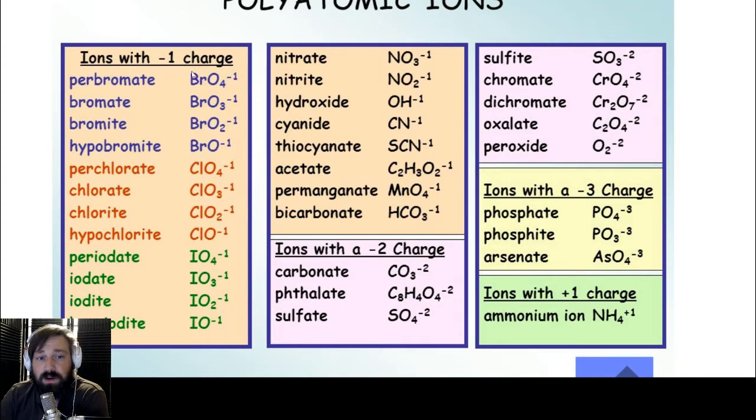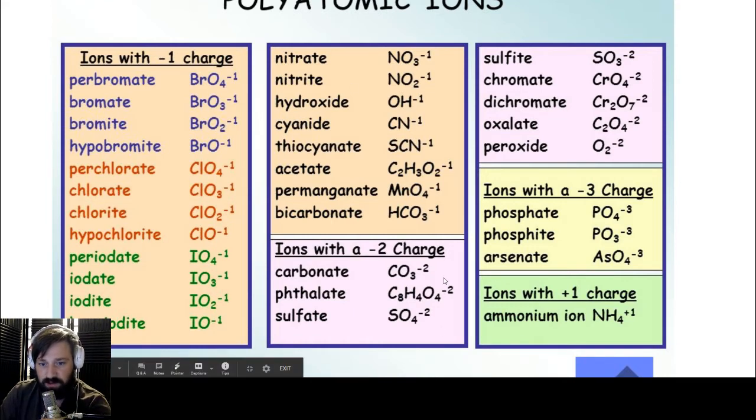Okay, so that's what all of these things are. Think of a bunch of atoms that are covalently bonded together. They're sharing electrons, but the entire thing, all of it together, has a -1 charge. Some of these guys have a -2 charge. Some of these guys have a -3 charge. And ammonium here has a +1 charge.